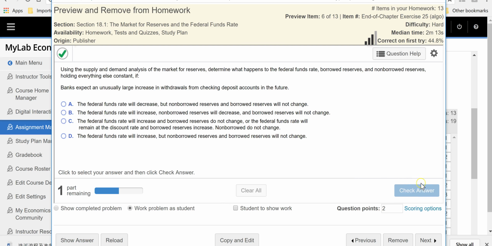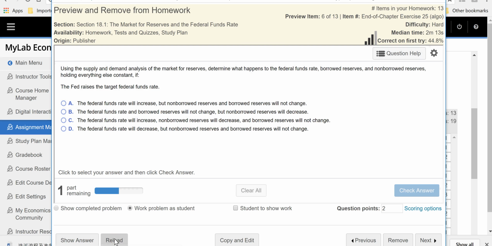So if I click on similar questions, you can see banks, now the setup changes to be banks expect an unusually large increase in withdrawals from checking deposit accounts in the future. I will skip this part because part of the knowledge is covered in chapter 9. And if I reload it, you can see that this setup changes again. Now it's the Fed increases the target federal funds rate.